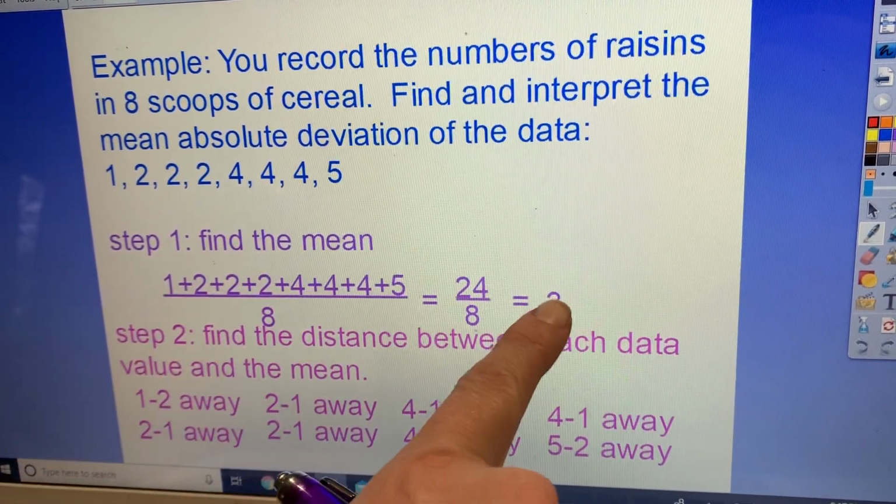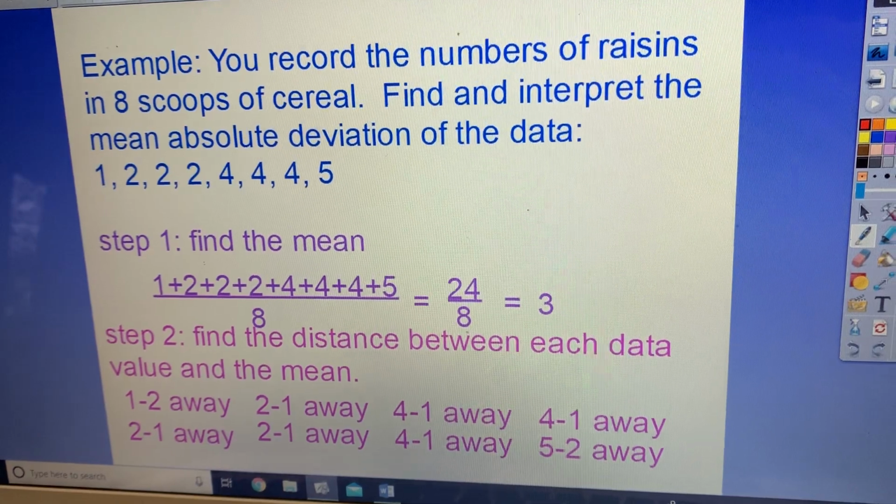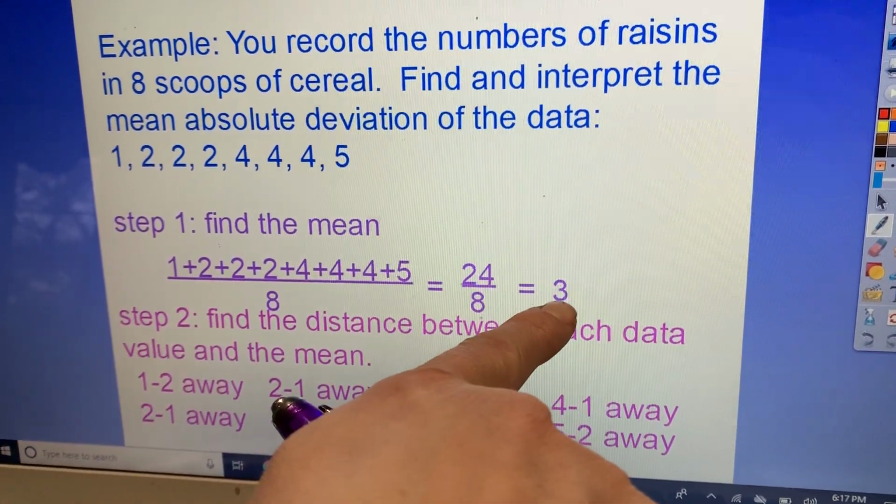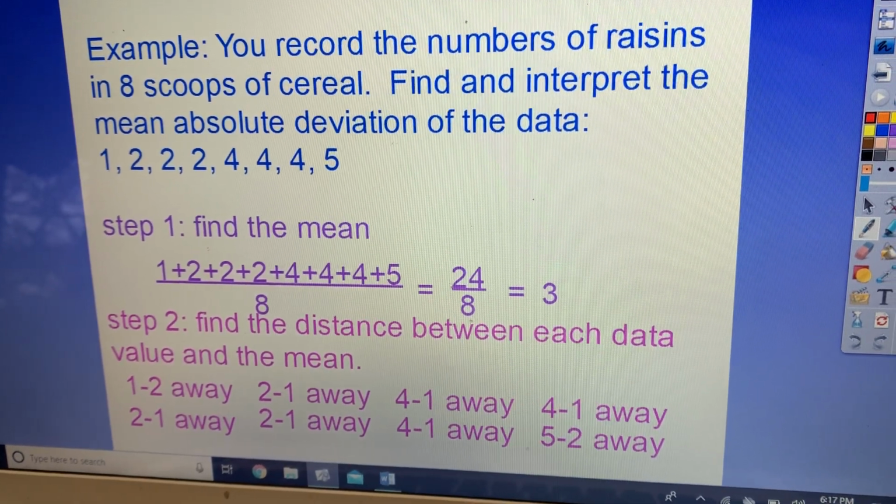How far away is 4 from 3? 1. And then finally, our 8th scoop, we had 5 raisins. How far away is 5 from 3? That would be 2. So it does not matter.